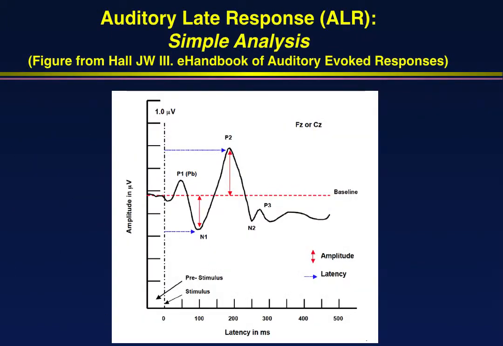The analysis is mostly latency and amplitude, quite easy to set your cursors up. You can either record amplitude from a consistent baseline, which we usually use a pre-stimulus baseline for, or you can record amplitude from the N1 to P2, but now you're recording the amplitude for two waves in combination. So it's better to use a baseline and go down to N1 and up to P2.